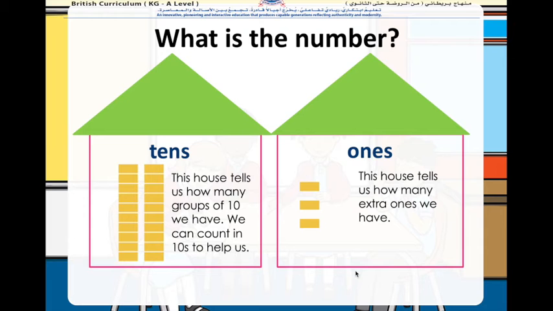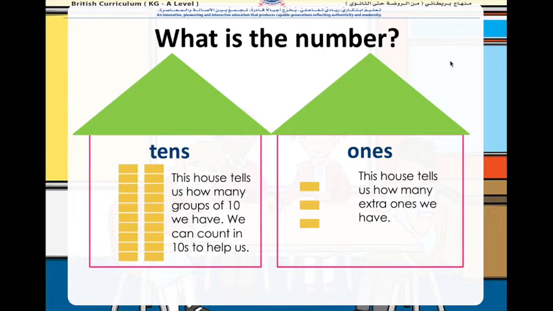Amazing! In this lesson, we're going to learn what is tens and ones in a number. So what is a number? So if we look at this here, we can see that we have a tens house and a ones house. Now, it is important for us to remember that in each house, we cannot have more than one number.